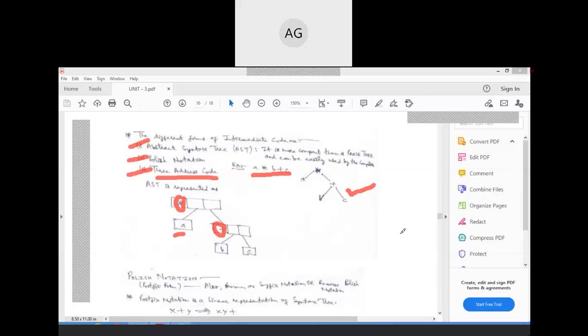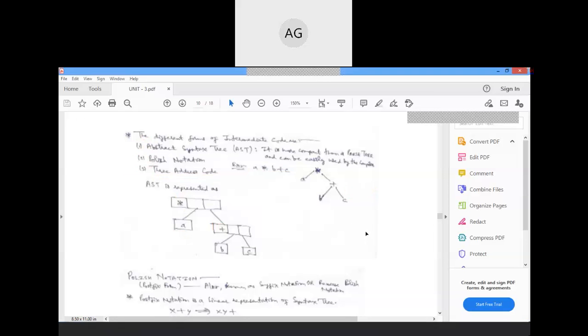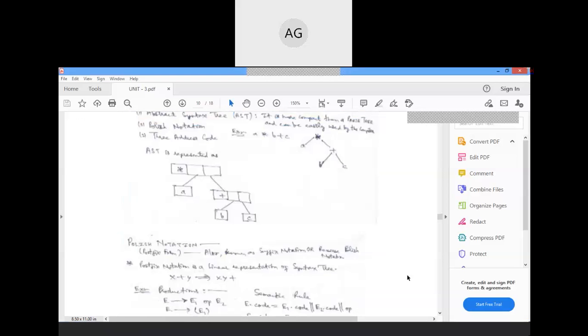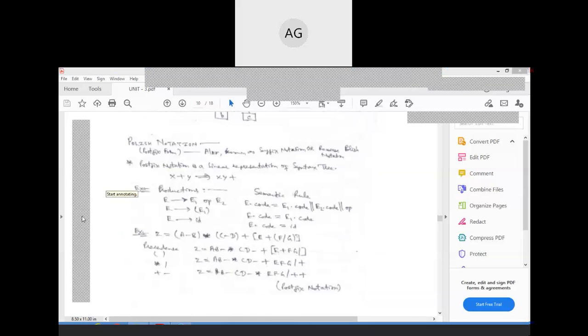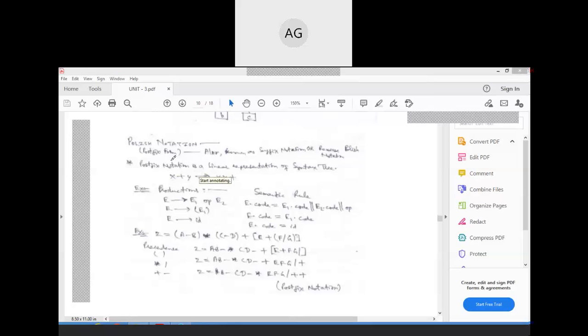You can write this if a question is given to you on how many different forms of intermediate code there are. Abstract syntax tree is one method, Polish notation is the second, and three address code is the third method. Now we are going to study the second type, which is the Polish notation, also known as the postfix notation or suffix notation. Basically, its name is the reverse Polish notation.